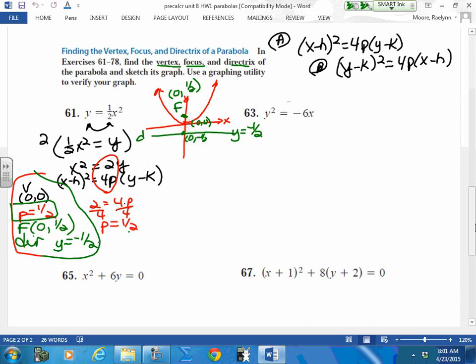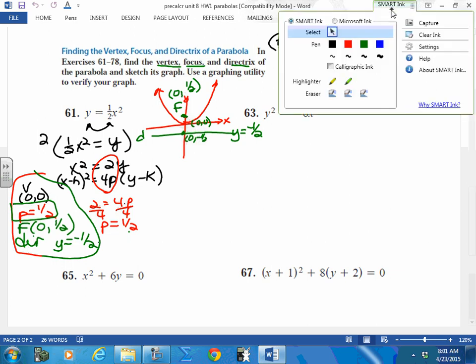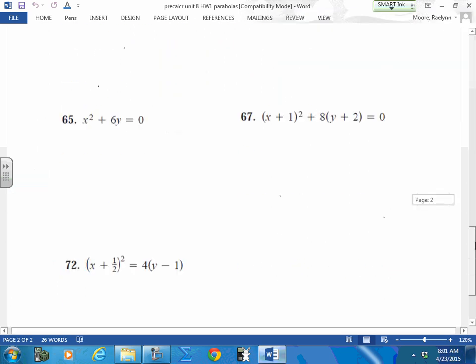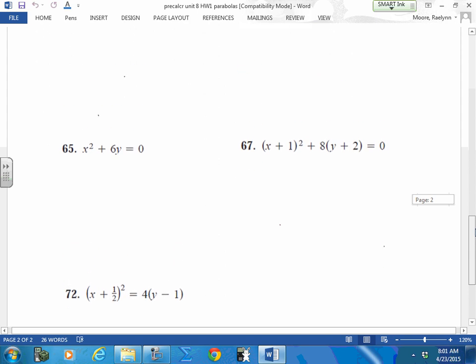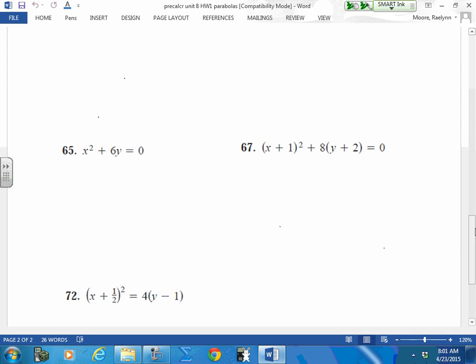Can I erase this? Okay. Alright, let's hit this bottom one. Oh, you got a couple here. Alright, let's hit this guy. Is this an x squared or a y squared? X squared. So, let's set it up to match your equation. You notice the x squared part has to be all by itself. So let's move this guy over to the other side.